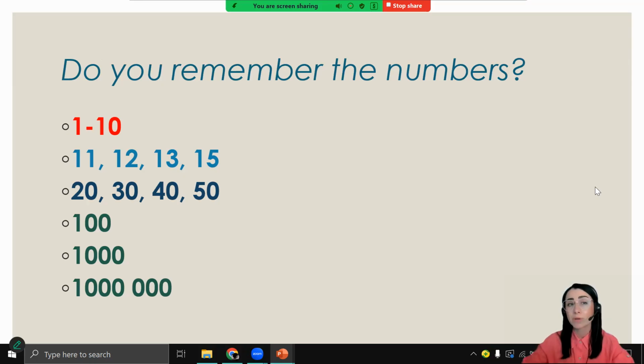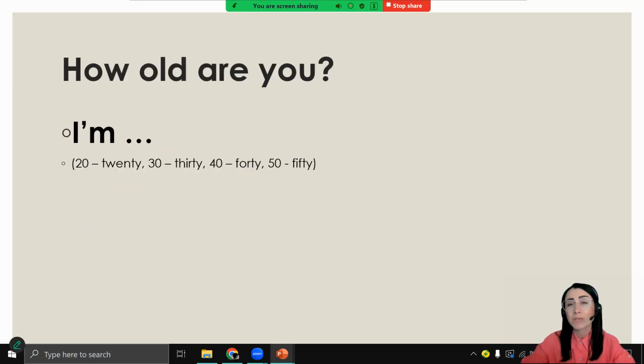Do you remember the numbers and the secret of the numbers? From 1 to 10, then 11, 12, 13. If you know these numbers, you know all other numbers in English. So these numbers are exceptions. Any other ones can be made from current numbers. Do you remember how to speak about your age? How old are you? I'm 38. How old are you?